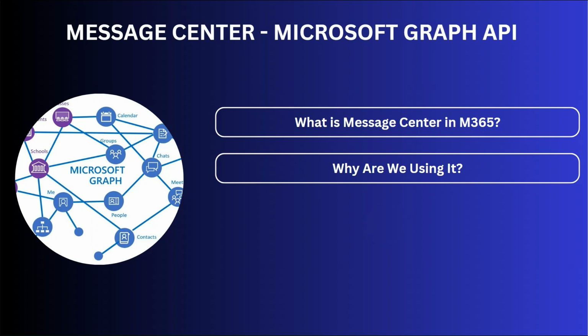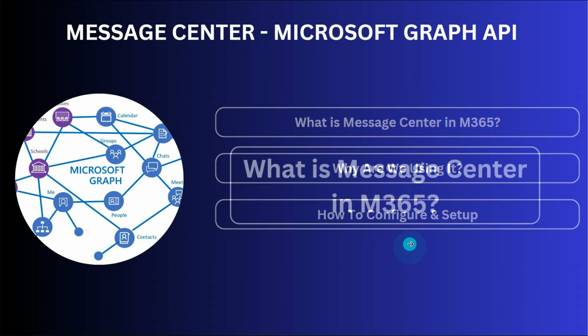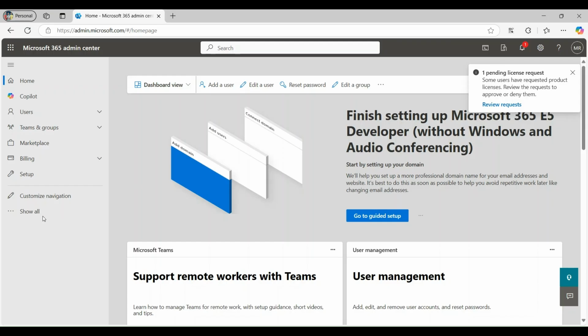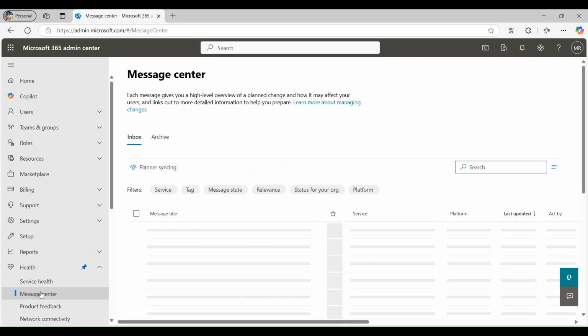So, what is Message Center in M365? The Message Center is a centralized communication hub within the Microsoft 365 Admin Center. It is designed to keep administrators informed about important updates, new features, plan changes, and service-related notifications from Microsoft. The Message Center helps IT professionals stay ahead of changes by providing detailed information and timelines regarding product updates.